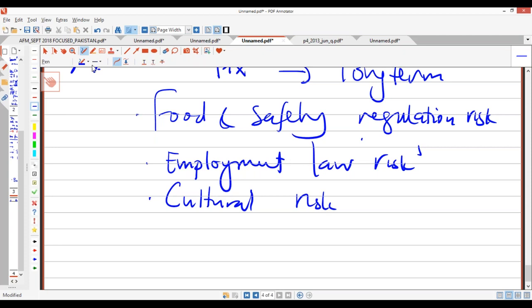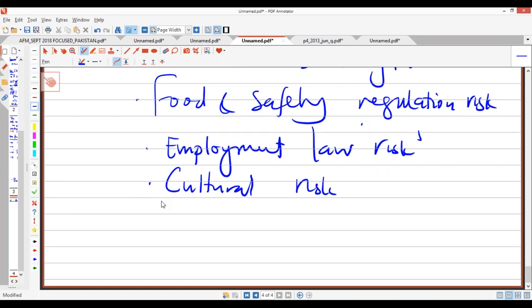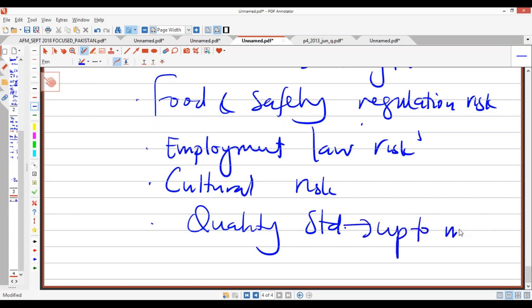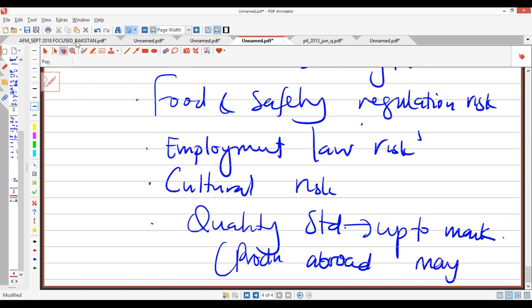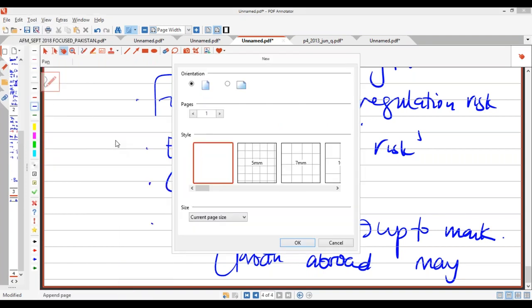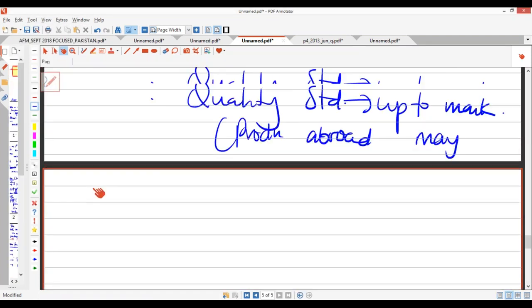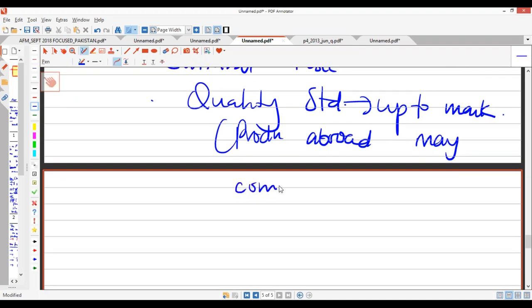Maybe you can also mention the risk of minimum standards set in that country. There could be minimum standards for food, or in terms of other countries as well. Quality standards are important, and all these are risks. Put them into one paragraph, ensuring up to mark, because production abroad may compromise quality.